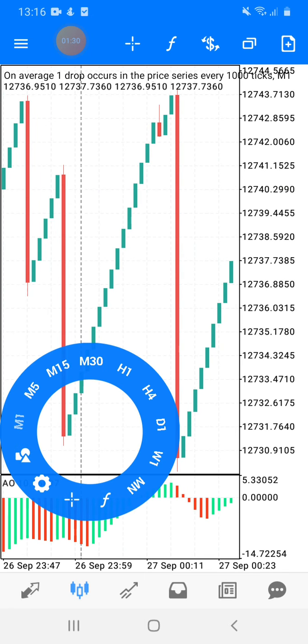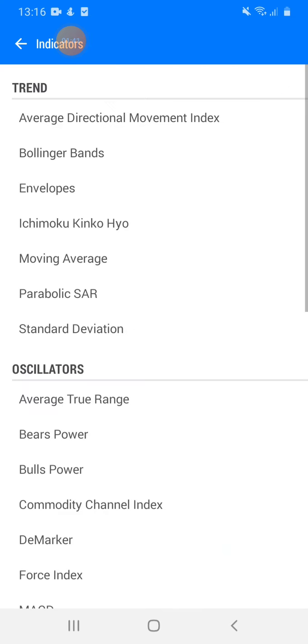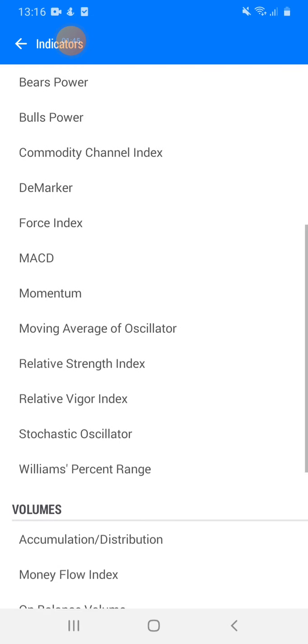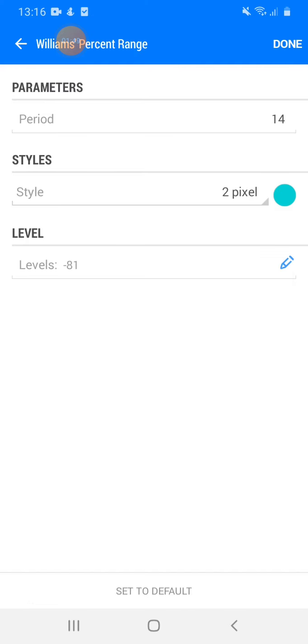Now we know in the previous video we used the awesome oscillator for the Crash 1000 strategy, but this is way different. The next thing we're going to add in the main chart is we're going to go into oscillators. The last thing on oscillators is the Williams percentage range. We're going to have our period of 14. I think that's the standard one, or the default setting. We're going to have our style width at 2 pixels, and you can have whatever color you want.